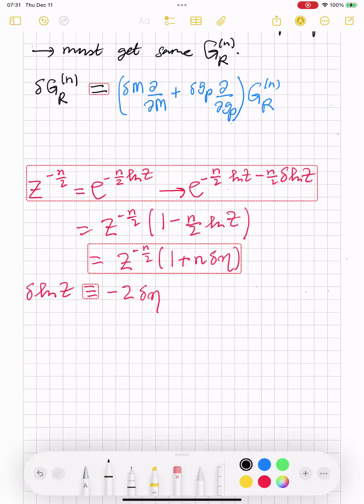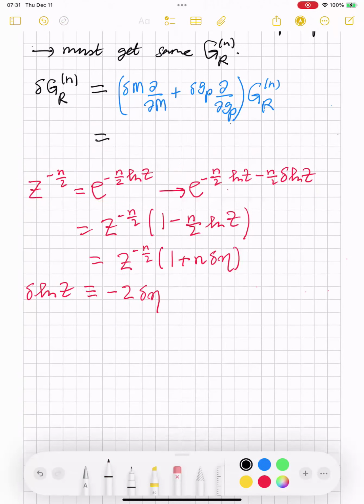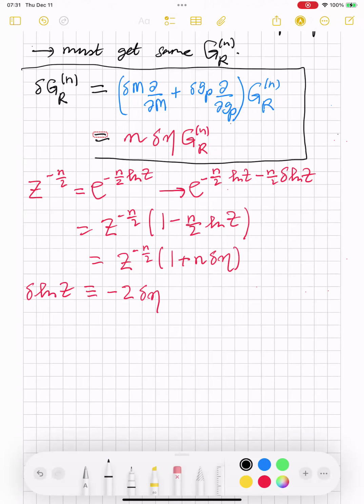So there's an alternative expression that we can write down for the change in G_n(r), and it is n delta eta G_n(r). And the equality between the blue and red expressions on this slide is the Callan-Symanzik equation. Okay, so that's the idea. We will continue in a moment.